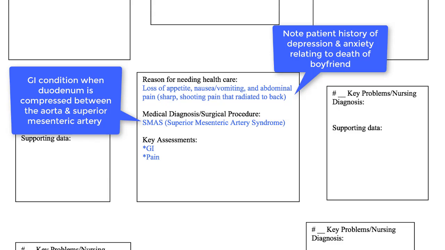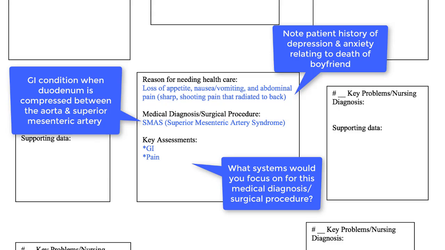The key assessments portion of this block refers to the important assessment data that is required to take care of this patient. As nurses, we are going to complete a full head-to-toe assessment. However, if you are focusing on certain body systems based solely on the medical diagnosis or surgical procedure and the reason for needing health care, what systems would you focus on? In this case, we need to focus primarily on the gastrointestinal system, as the patient has an NG tube to low continuous wall suction, is on PPN, and has a digestive medical diagnosis. A secondary assessment could include pain.